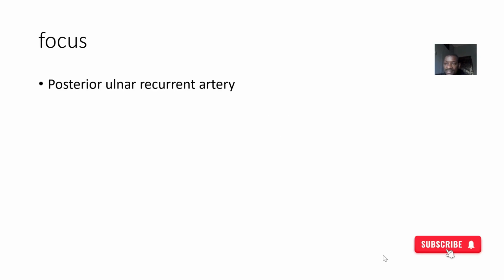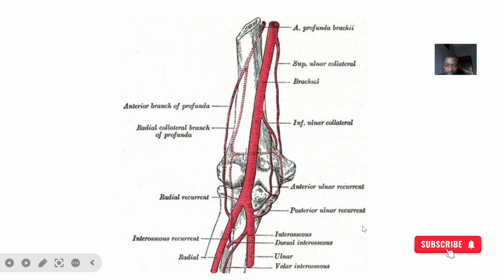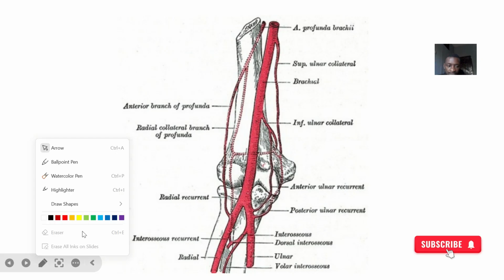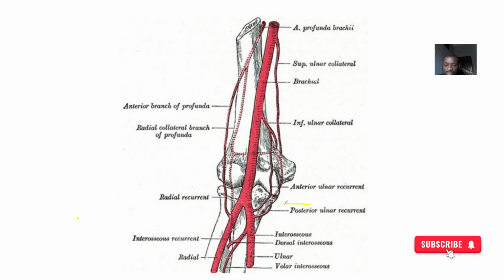Now moving to the next artery of importance, we're looking at another artery in the upper limb, and this is what is known as the posterior ulnar recurrent artery. Posterior ulnar recurrent artery. So let's quickly look at it. This is the posterior ulnar recurrent.